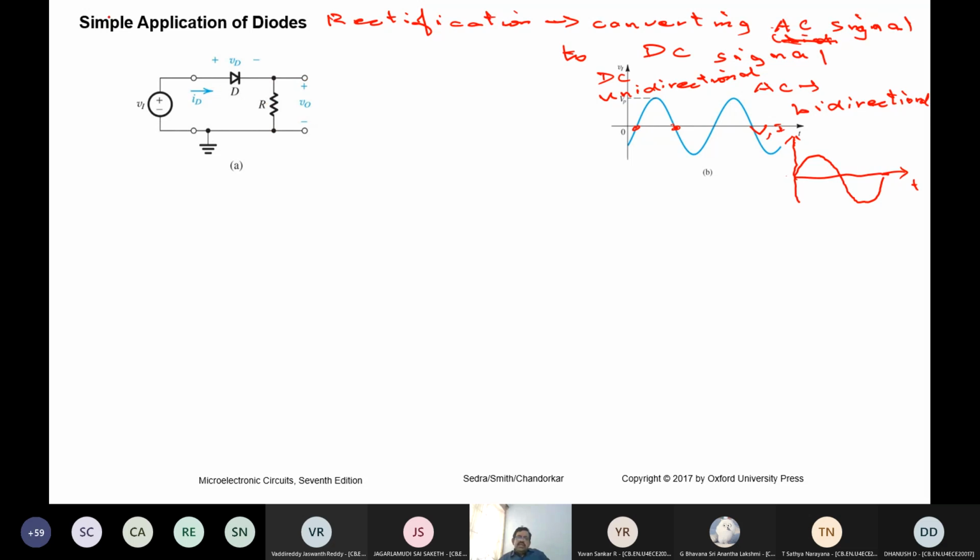But right now, remember, we are only using an ideal diode, which means VD is 0 under forward bias. All of the input voltage will appear across the resistor when I measure it with an oscilloscope.